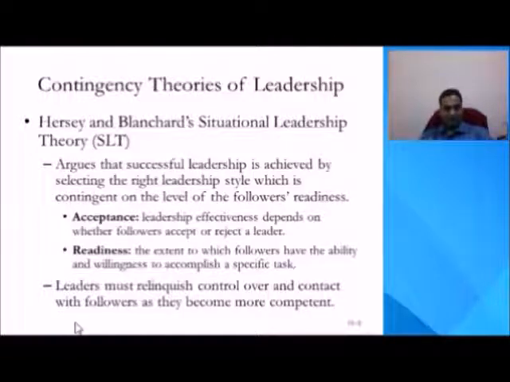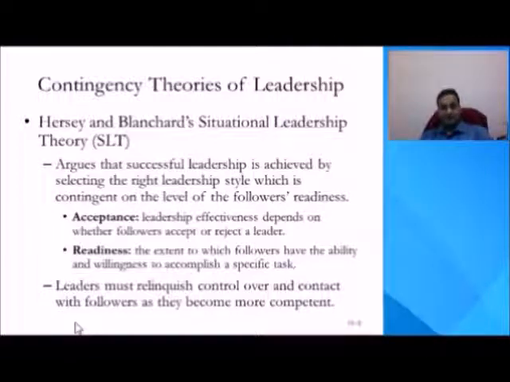The earlier theories were not really focused on what the follower thinks or what the followers want. So, what do you mean by readiness? Readiness is the extent to which people have the ability and willingness to accomplish a specific task. So, your followers' readiness means that the follower is willing to accomplish a particular task.